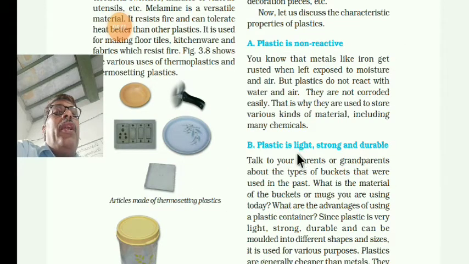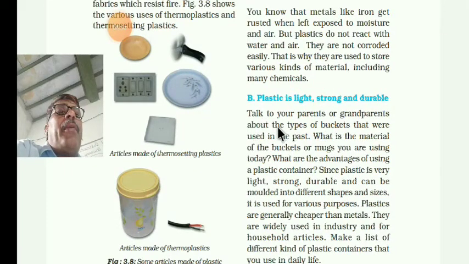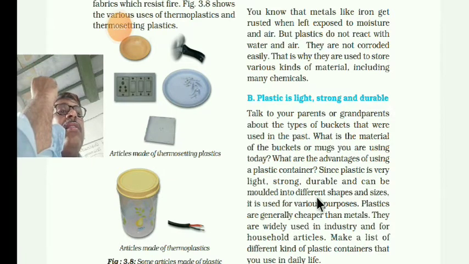Now the second property: plastic is light, strong, and durable, lasting a longer time. Talk to your parents and grandparents about the types of buckets that were used in the past. What is the material of the bucket or mug you are using today? What are the advantages of using a plastic container? All this is because plastic is light, strong, and durable. It can be molded into different shapes and sizes. Molded means altered or designed into different shapes and sizes. So it is used for various purposes.